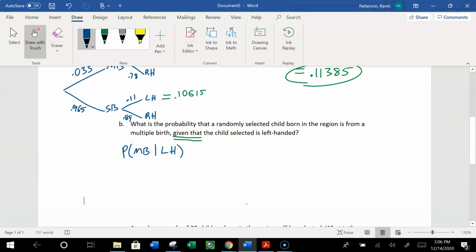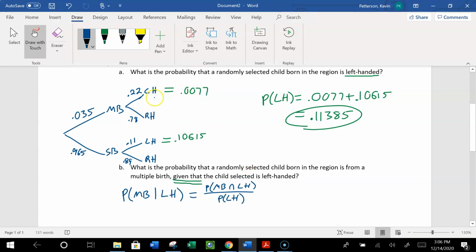Okay, so this probability will be equal to the probability of multiple birth and left-handed divided by the probability of left-handed. And the nice thing is it's all dealing with left-handed, not right-handed, and we already crunched some of these numbers. So remember, the probability of multiple birth and left-handed is what we calculated up here, 0.0077. And then the probability of left-handed, we actually found that in part A, so 0.11385.